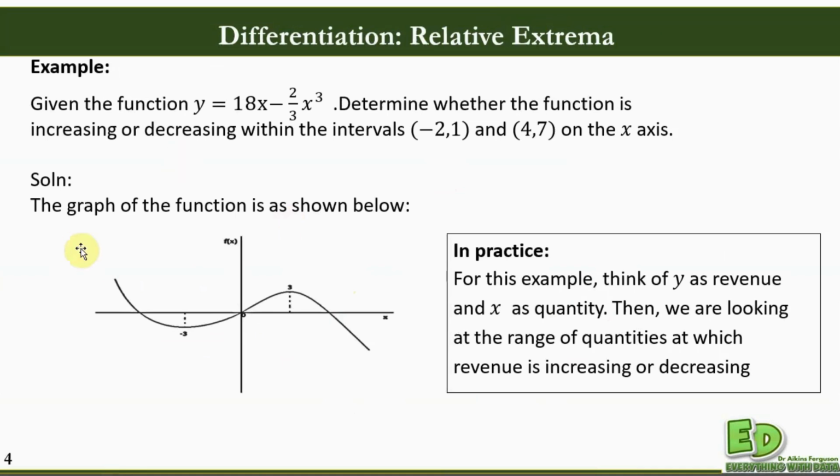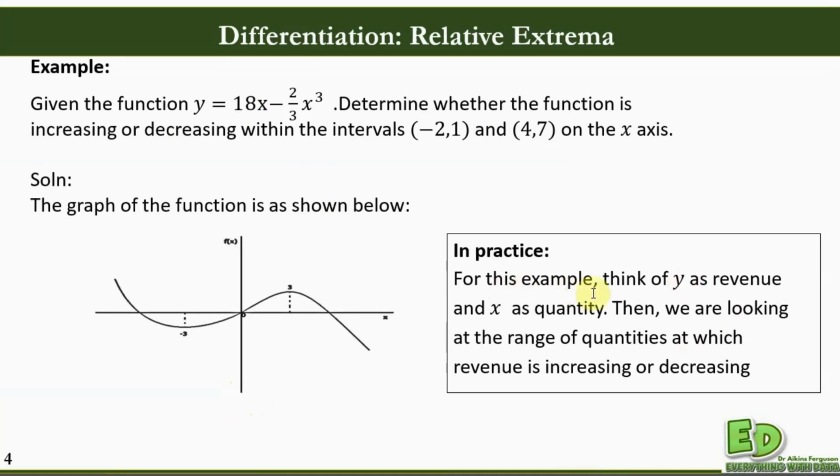On our next slide, we have a practical example to show how you go about relative extrema, that is minima and maxima. Given the function y is equal to 18x minus 2 over 3x cubed, determine whether the function is increasing or decreasing within the intervals at point A, say minus 2, 1, and point B, say 4, 7 on the x-axis. The graph of the function is shown below. This graph shows how this question will be graphically represented on a diagram.